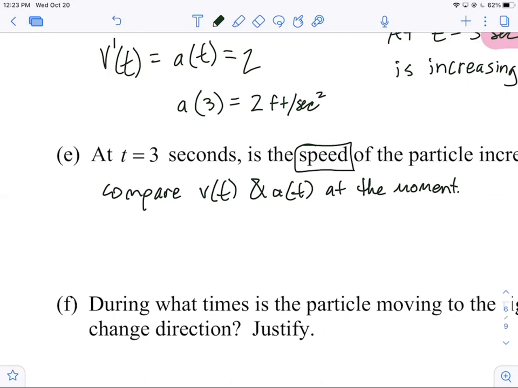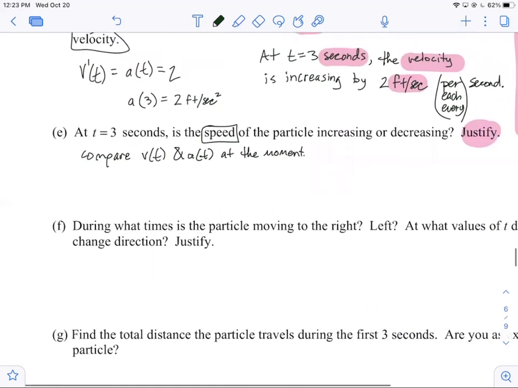So when the velocity and the acceleration are the same sign, both positive or both negative, they're working together, speed is increasing. But what happens if I'm running into a headwind in either direction? It's going to slow me down a little bit. My speed will be decreasing. So when the sign of velocity and the sign of acceleration at that moment are opposite signs, speed is going to be decreasing. That should be easy to remember. Working together, speed increases.